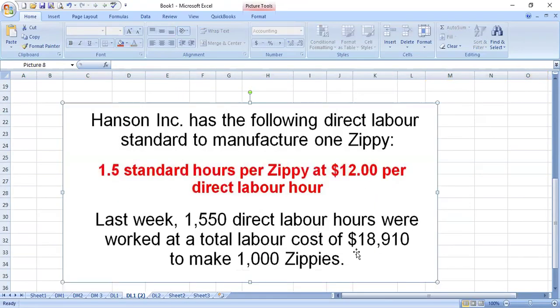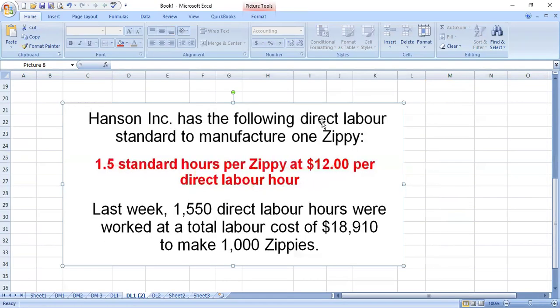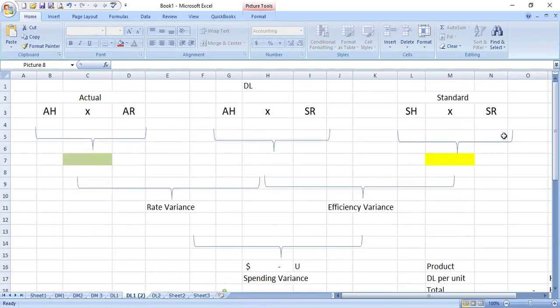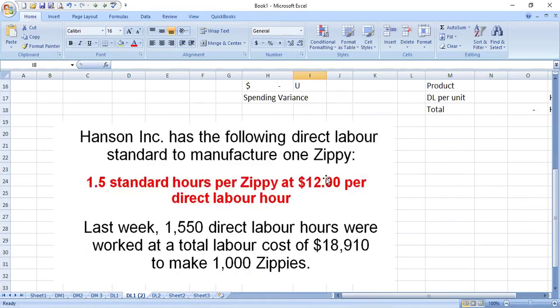So with the ZPs, again, we have to do what we have to do. The variance that we have to do is for direct labor. The following standard is set for the direct labor: 1.5 standard hours for one product ZP at $12 direct labor per hour. The information that we can take from here is the $12 standard rate, which will become the standard rate of $12 here.